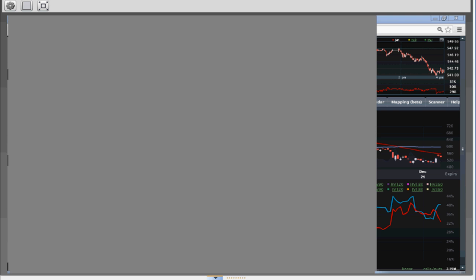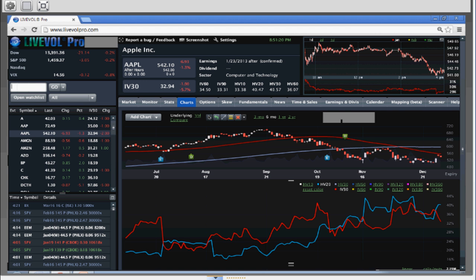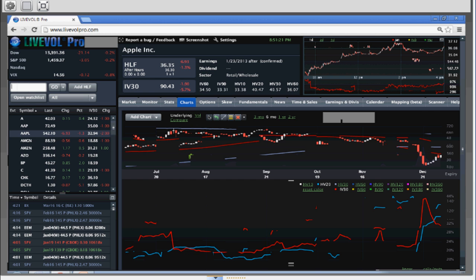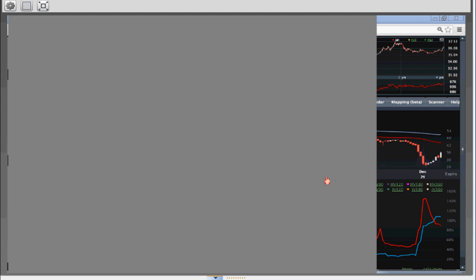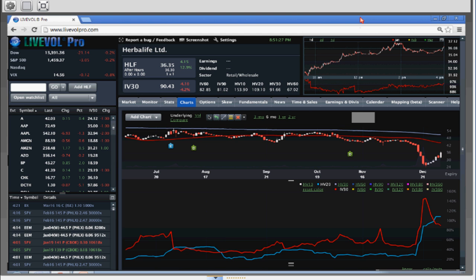I'll bring up a crazier stock. Anybody ever heard of Herbalife? So let's take a look at what happened with Herbalife today. You can actually see the volume. Look, volume spike, and look at volatility start to creep higher here on this big volume spike. Guess what you do here? You buy calls.